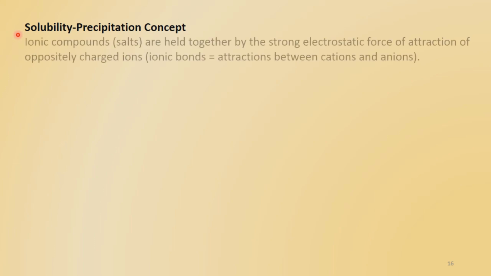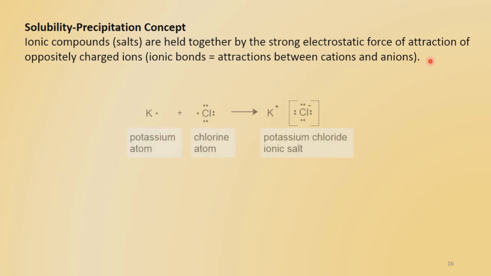So the fourth type of chemical reaction is precipitation or double displacement, but we have to lay a little groundwork before we get there, and that's the solubility precipitation concept. Ionic compounds, that is, salts, are held together by strong electrostatic forces of attraction of oppositely charged ions. And that's what ionic bonds are, the attraction between cations and anions.